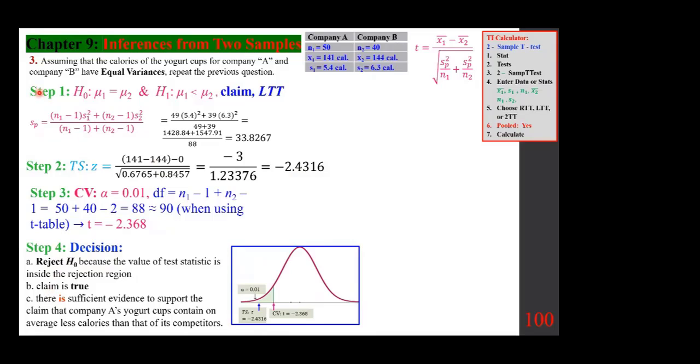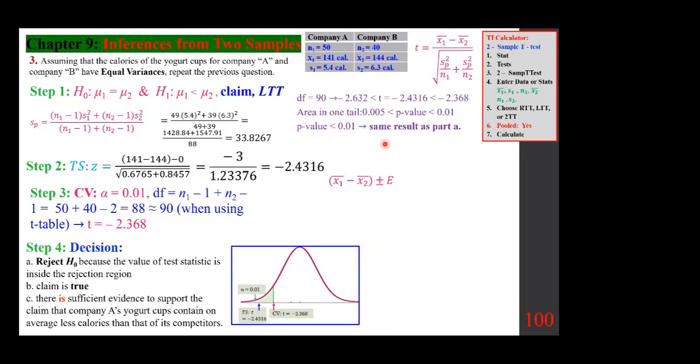What about the rest? Let's go back here. If you're rejecting H0, you're accepting H1. That means you're accepting the claim. The claim becomes true. There is sufficient evidence to support the claim that Company A's yogurt cups contain on average less calories. Now, if we were to do the p-value, again, the degrees of freedom is 90, t is between those two numbers, and we come up with a p-value less than 0.01.